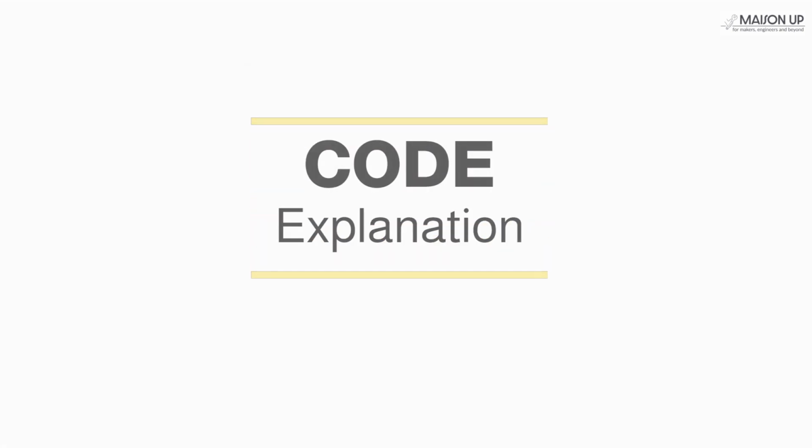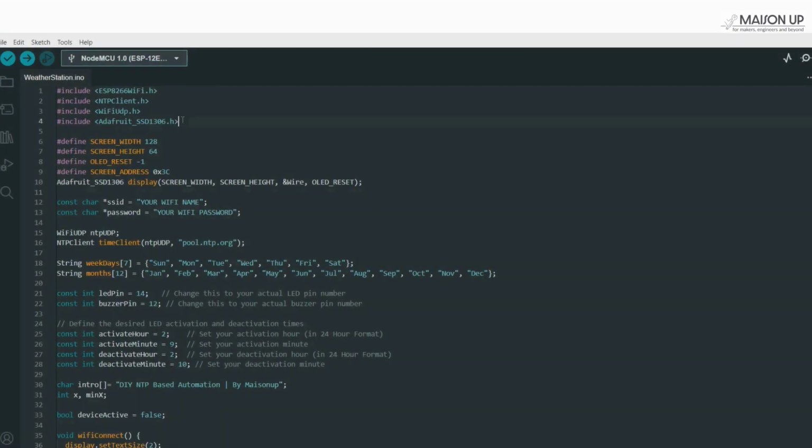Let's delve into the heart of our project, the code. To begin, we'll import the essential libraries. We'll include the ESP8266 Wi-Fi library for Wi-Fi connectivity, NTP client for accessing the NTP server, Wi-Fi UDP for UDP communication, and Adafruit SSD1306 to seamlessly control our OLED display.